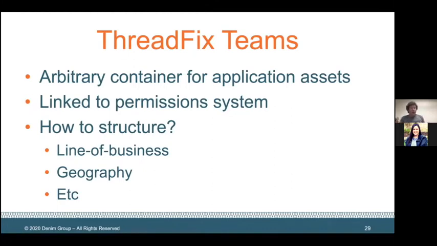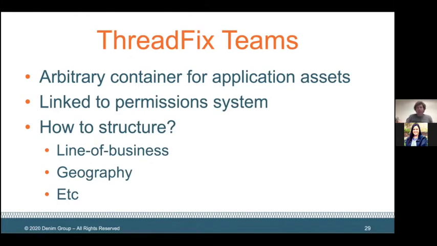And so that's one way that these teams provide value: you can have granularity down to individual applications, but the permissions can also be allocated on a team basis. So you can chunk stuff together. And how do we see organizations use this? Sometimes it's based on a line of business, sometimes it's based on geography. Again, it's going to depend on your organization. And part of the process of us doing a ThreadFix rollout is working with organizations to understand how your program runs, how you're going to be providing access to these different things, and how you need to be reporting on this.